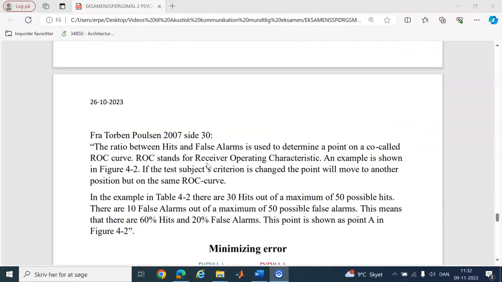From Torsten Paulsen: the ratio between hits and false alarms is used to determine a point on a so-called ROC curve. ROC stands for receiver operating characteristic. An example is shown in this figure 4.2. If the test subject's criterion is changed, the point will move to another position.